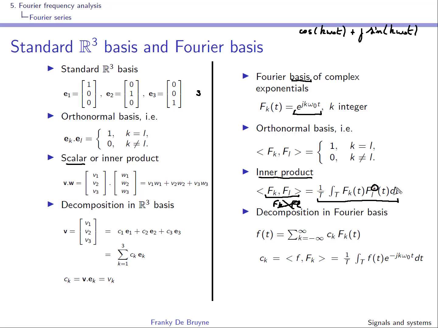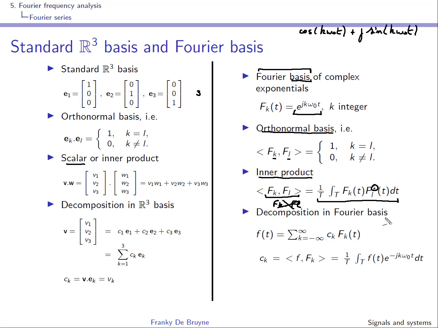We'll show in the next slide that the functions that are in the Fourier basis lead to an orthonormal basis, in the sense that if you take the inner product of a function with an index k and l, this leads to a 1 when k is equal to l, and to a 0 when k is different to l. Okay, so this is an orthonormal basis of complex exponentials, and it's called the Fourier basis.